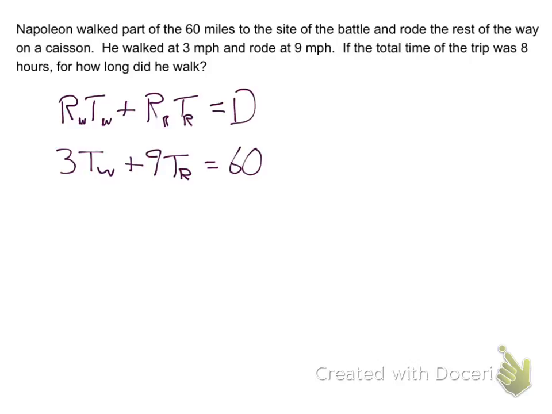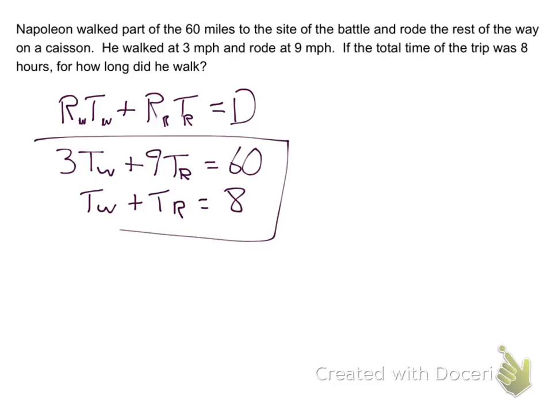Don't we? What's the connection? 8 hours. What's 8 hours? The journey in itself. So how do I put that together? The journey takes 8 hours. What's the journey? The walking and the riding. So how do I state that? How do I state that as another equation? TW plus TR will be equal to 8. And there are your two equations and two unknowns. This whole entire lesson is about setting up a system that you have to solve.